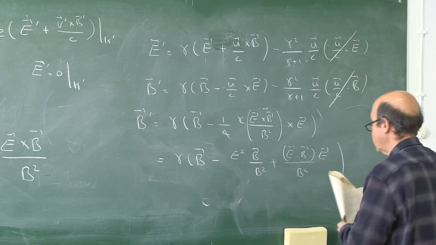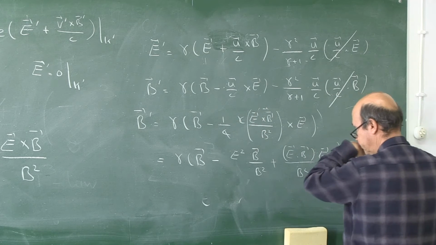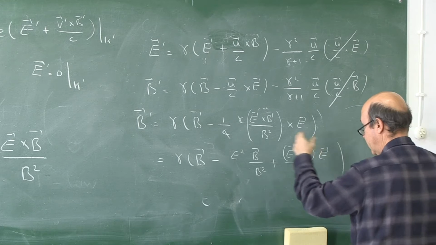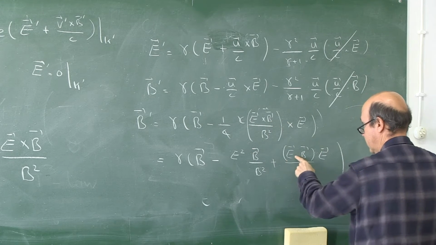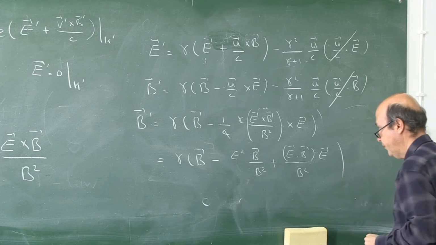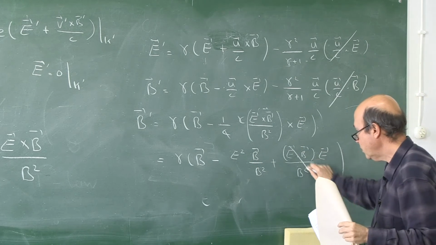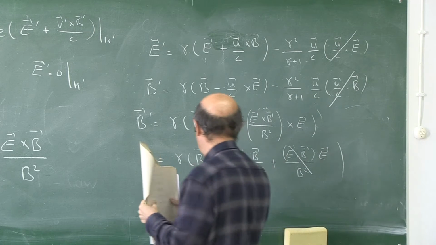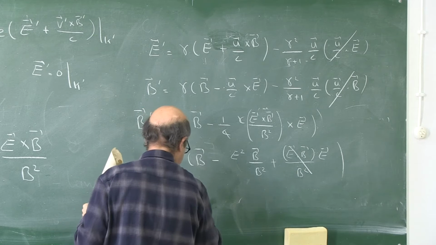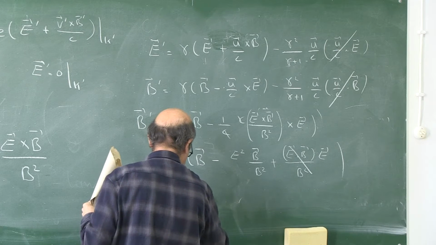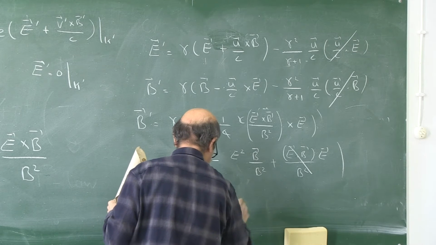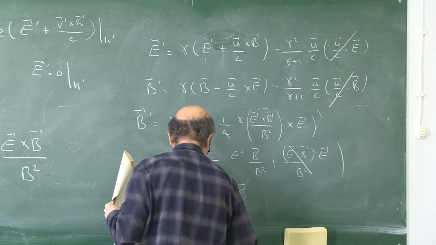So let us look at this. Take this to the other side as a negative, this will be positive. Then E dot B, that is 0, minus E dot E is E square, and this term, E dot B, is again 0. What is left? The leftover term is gamma B times parenthesis 1 minus E square over B square, along B.